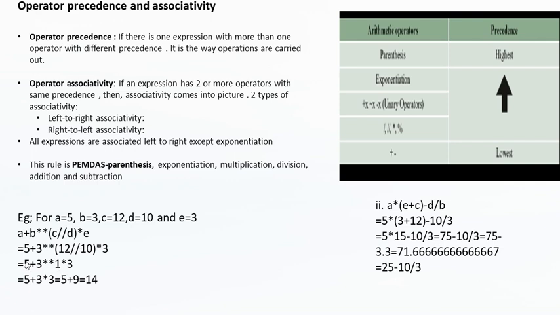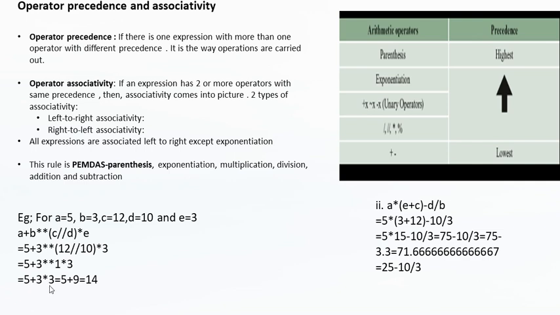Now you get this expression. Now what is the order of precedence here? Which is having the highest precedence? See, exponential is having the highest precedence next. Exponential means 3 double asterisk 1, so basically it means 3 to the power 1, and 3 to the power 1 is nothing but 3. So the expression becomes 5 plus 3 into 3.